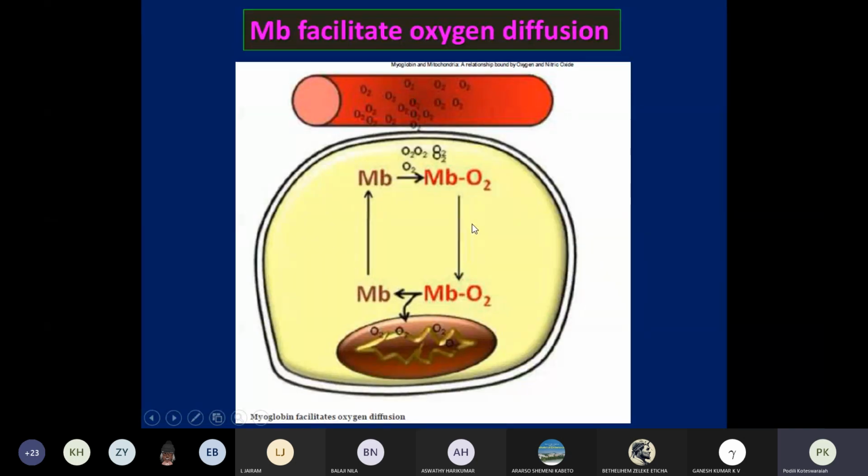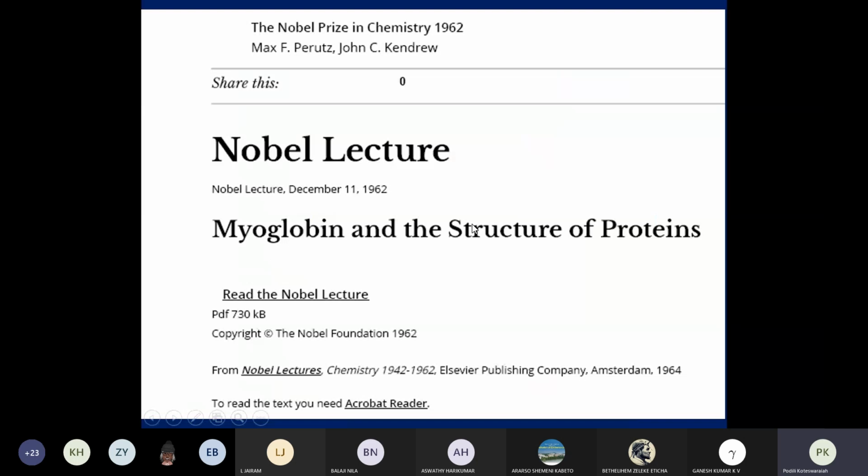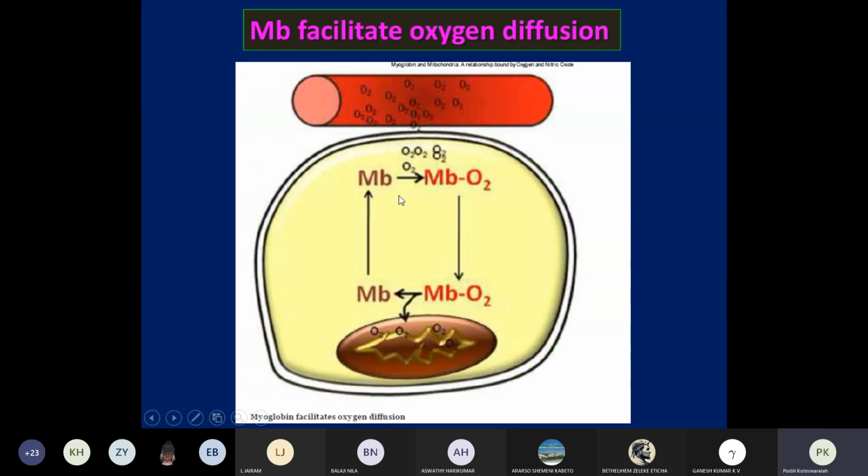And as I said, myoglobin not only stores oxygen in the form of oxymyoglobin, but when there is anoxia or hypoxia, meaning low levels of oxygen in the muscle, the stored myoglobin releases its oxygen from the sarcolemma, this is the muscle here, to the mitochondria for aerobic respiration.